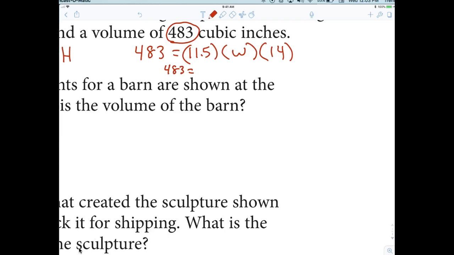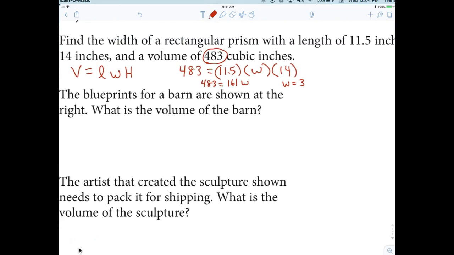161, is that what it is? Yeah. So I have 161 W. Now what? Wow, very smart. So now divide and tell me what that is. Is that right? 3? So we would say W is equal to 3. We don't just say 3, we say 3.